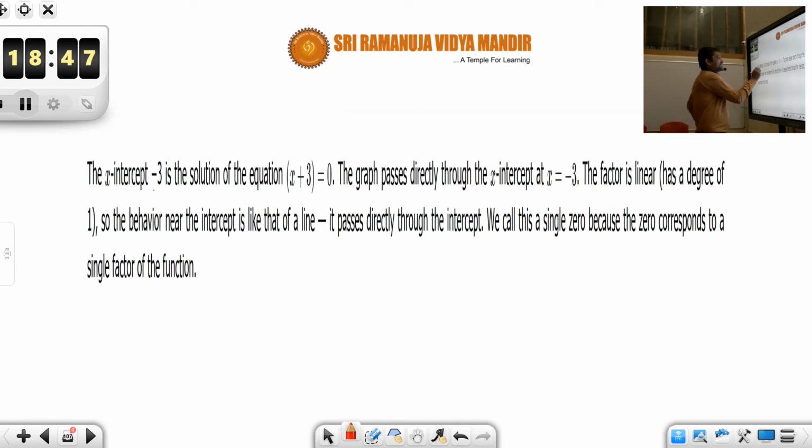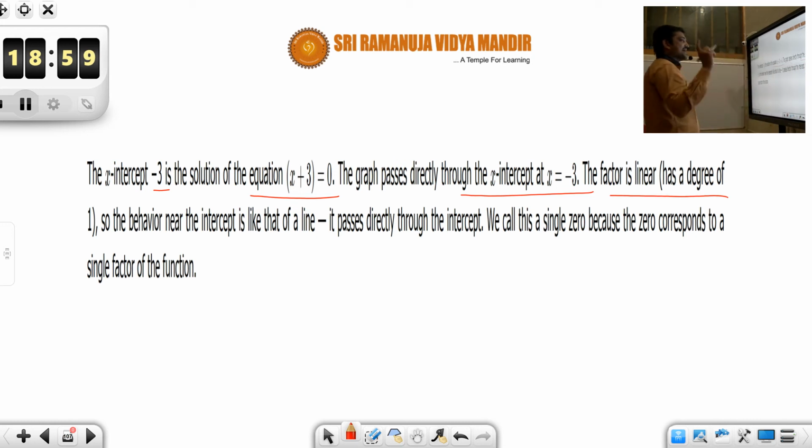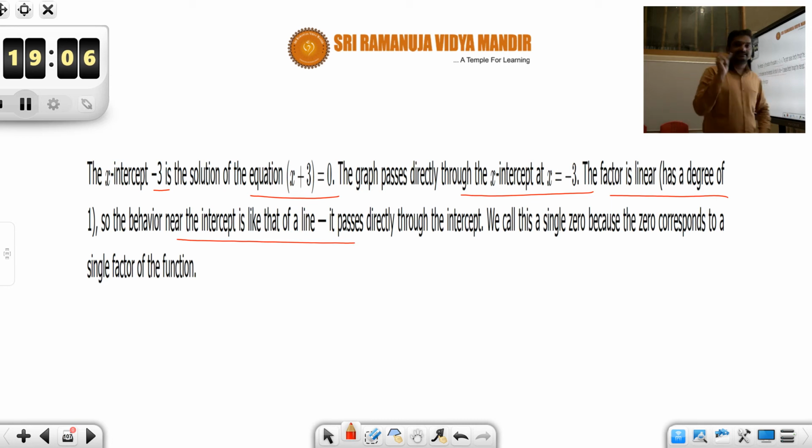The x-intercept minus 3 is the solution of the equation x plus 3 equal to 0. The graph passes directly through the x-intercept at x equal to minus 3. The factor is linear. What does it mean? It has a degree of 1. So the behavior near the intercept is like that of a straight line. Degree 1 means it represents a straight line. So it passes directly through the intercept. We call this a single zero because the zero corresponds to a single factor of the function.